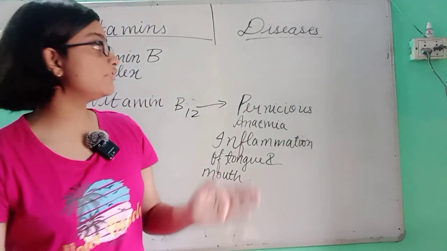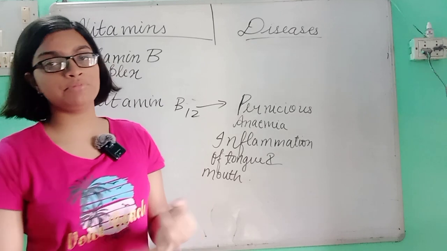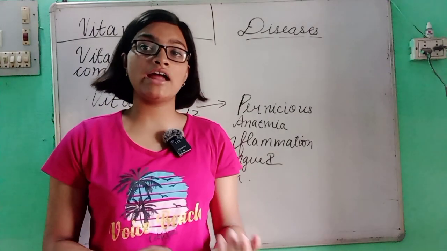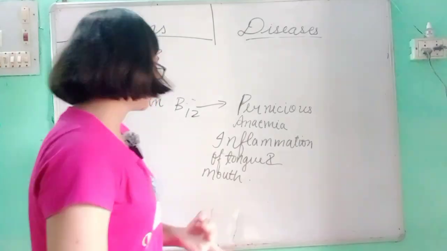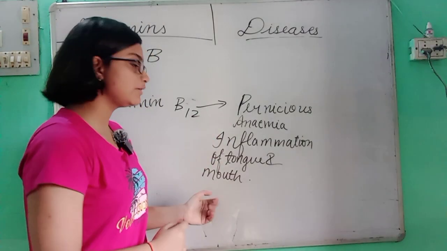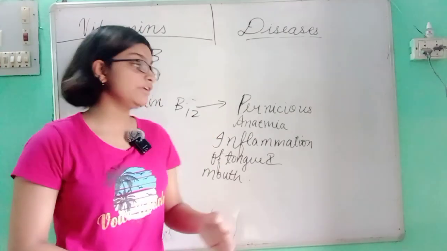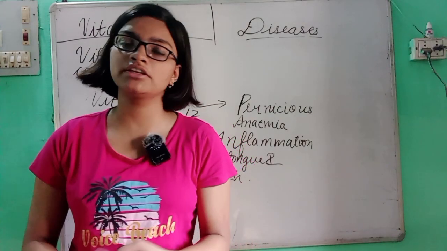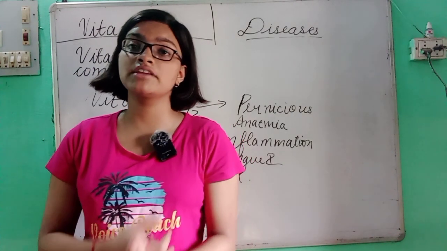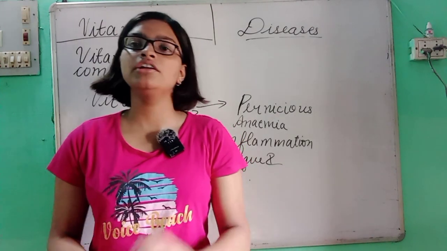Then we have our vitamin B complex, having vitamin B1 causing paralysis of legs and loss of appetite. Then we have our vitamin B12 causing pernicious anemia, inflammation of tongue and mouth. Then we have our vitamin B6 causing anemia, insomnia, general weakness, nervous disorder, nervousness, pellagra, shriveled skin, dermatitis in rats.